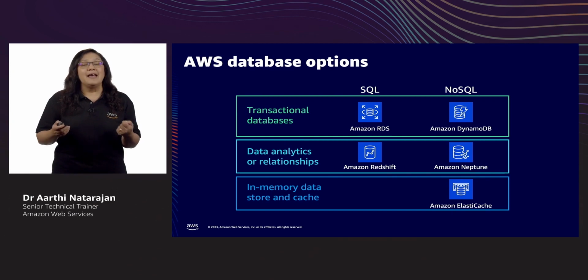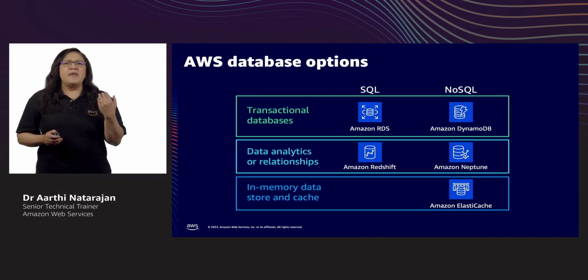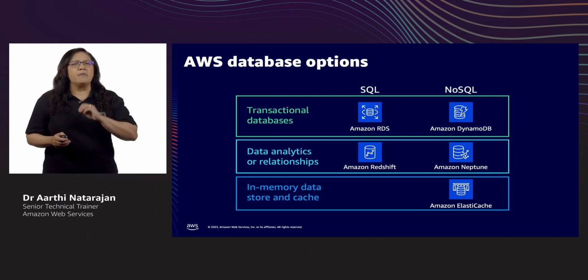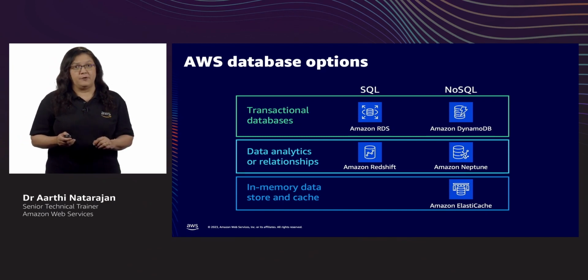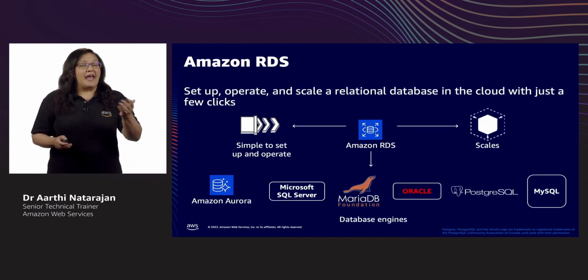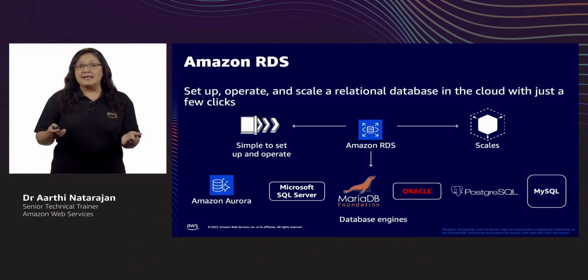Lastly, we have Amazon ElastiCache, which provides a caching solution, and it's available with two popular caching engines, Redis and Memcached. This is only a sample of databases on AWS, but regardless of your application needs, there is a purpose-built option that you can migrate to or stand up in the cloud. So first up, we have Amazon RDS. RDS makes it easy to set up, operate, and scale a relational database in the cloud.